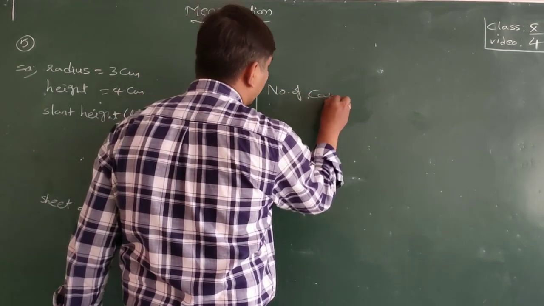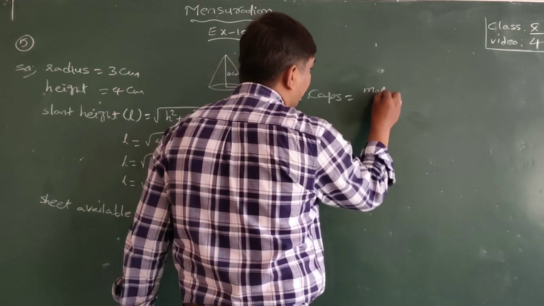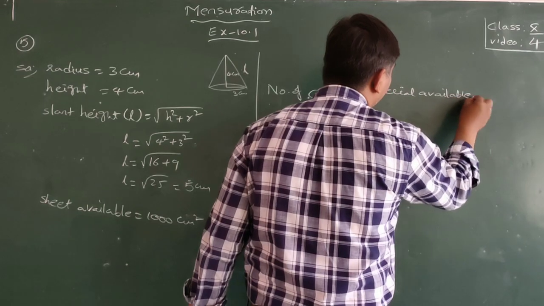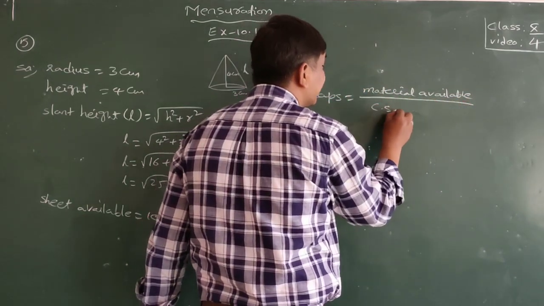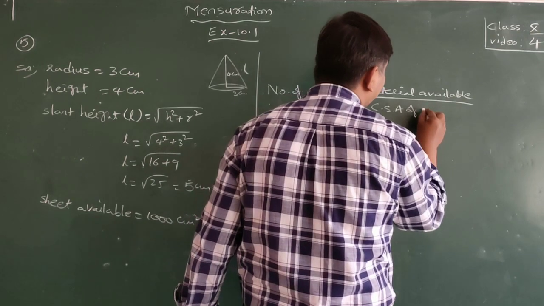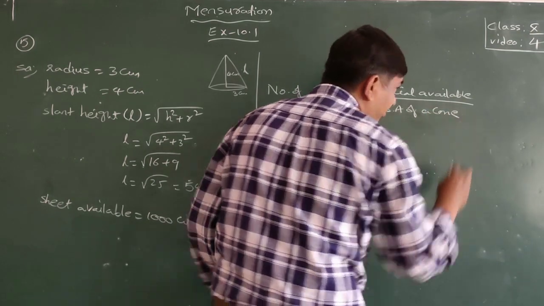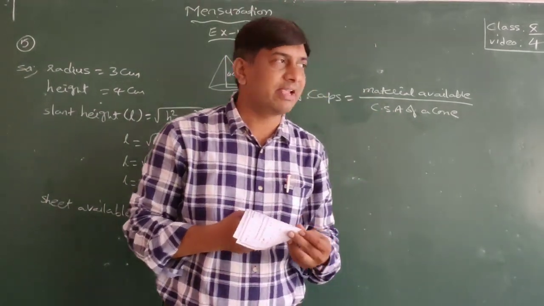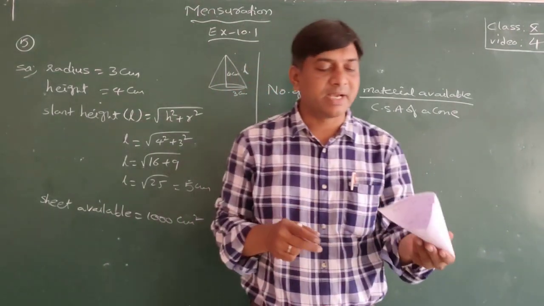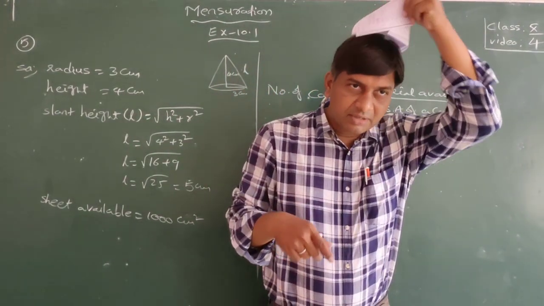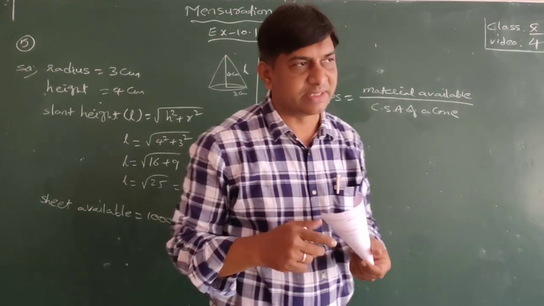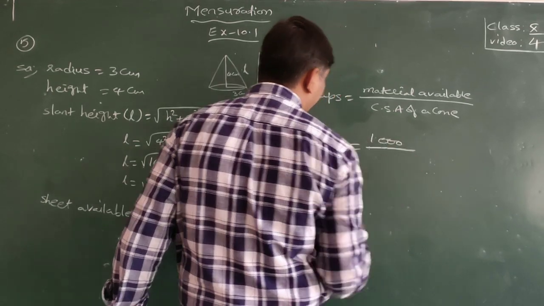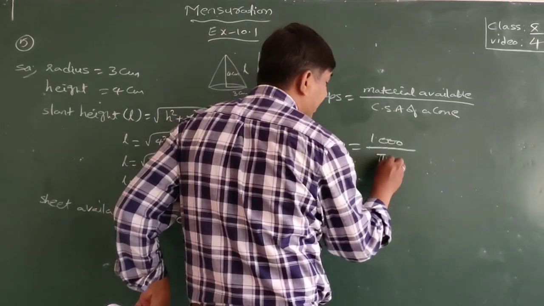Number of caps is equal to material available by CSA of a cone. Why cone? Because the joker cap is cone shaped only. Why do we have to take CSA only? Why not TSA? Because for the joker cap to hold the way it will be open. The base is open, a circular base. So the material is 1000 centimeter square, and the formula of this one is pi r l.